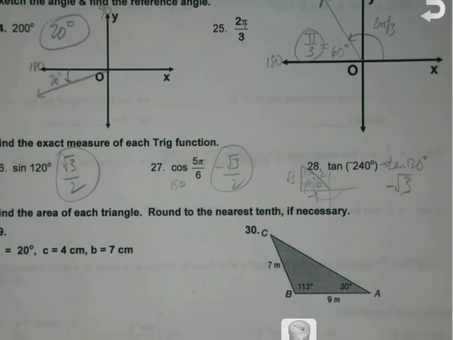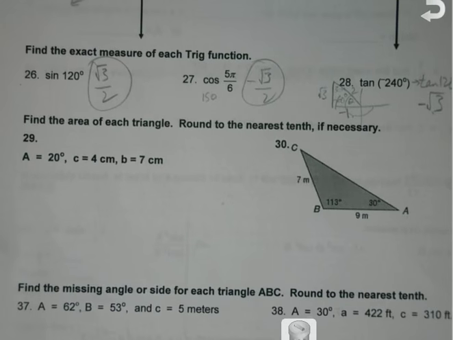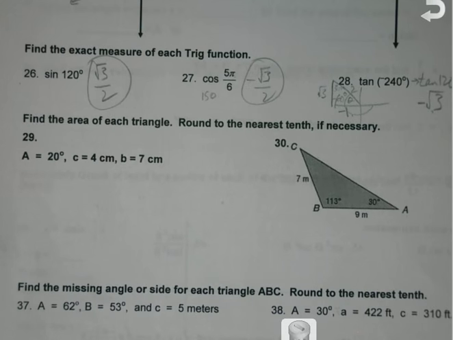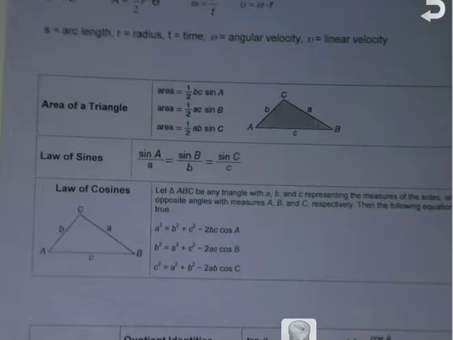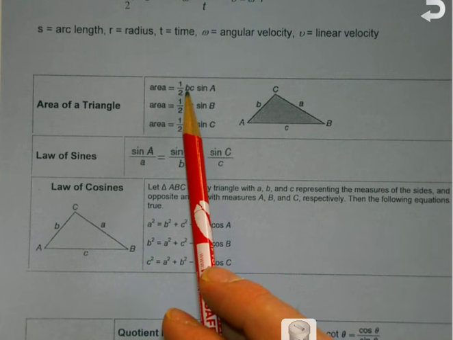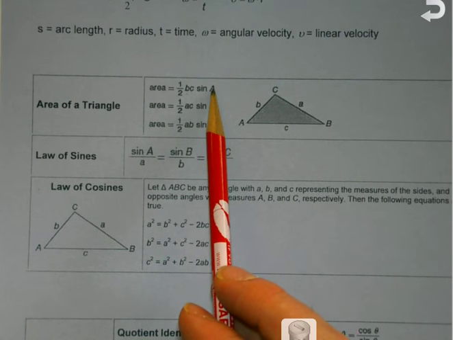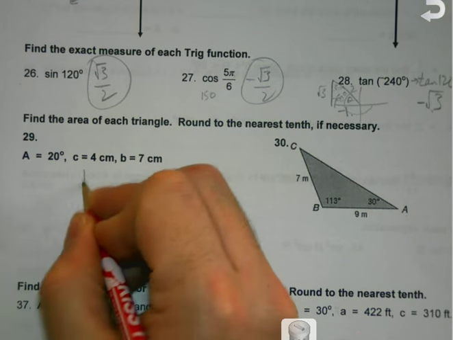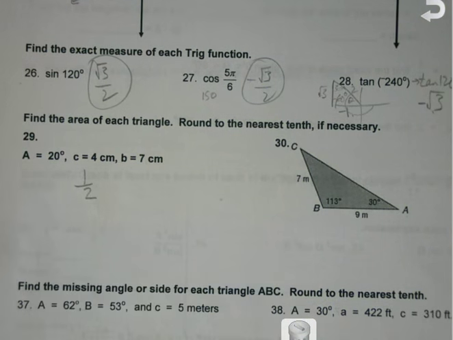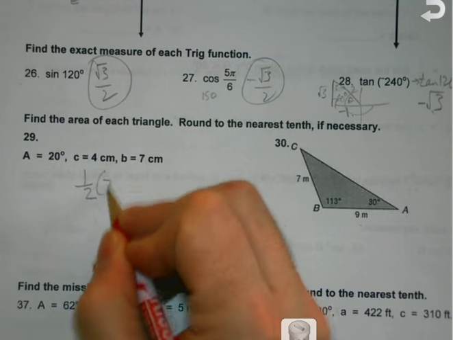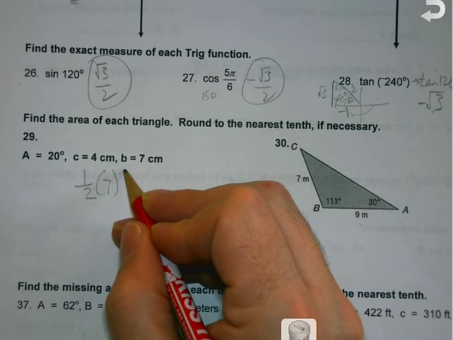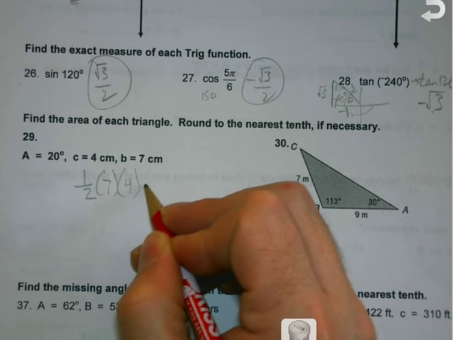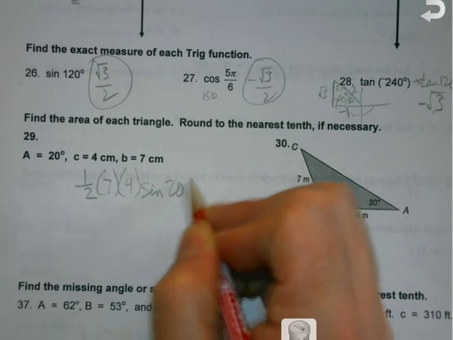We have multiple options. Find the area of the triangle. Round to the nearest tenth if necessary. Now again, we're looking for area. Area you have on your sheet. You're going to take half the product of the lengths times the sine of the angle that's in between those two lengths. So here, I'm going to take half times 7 times 4 times the sine of 20 degrees.